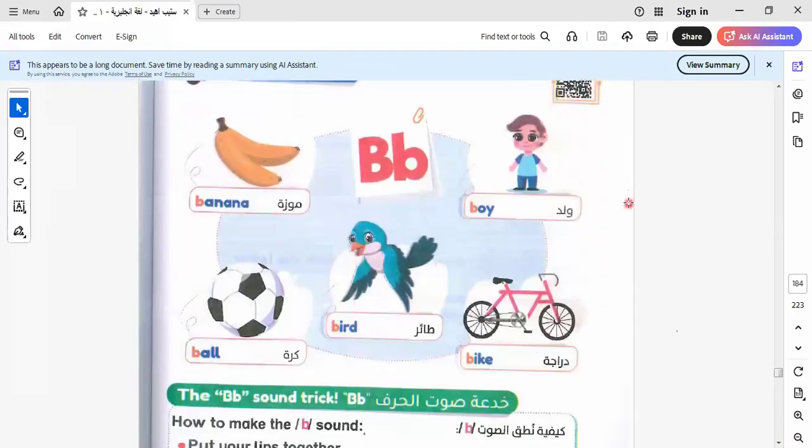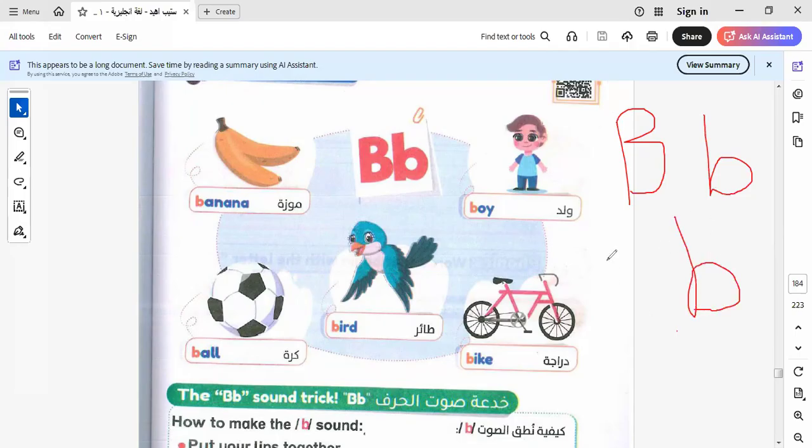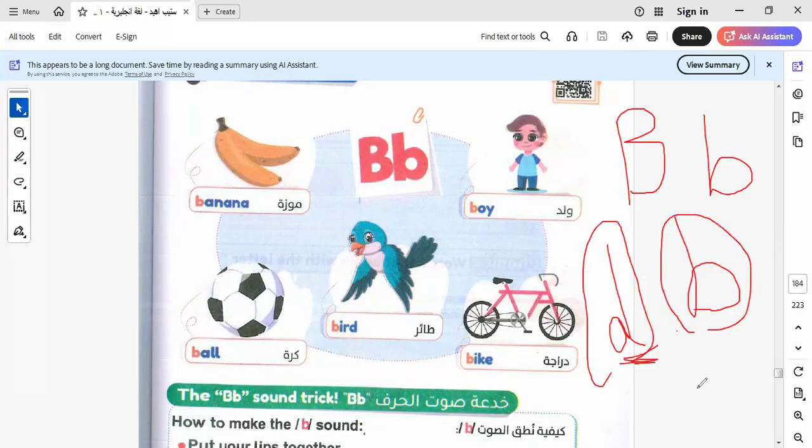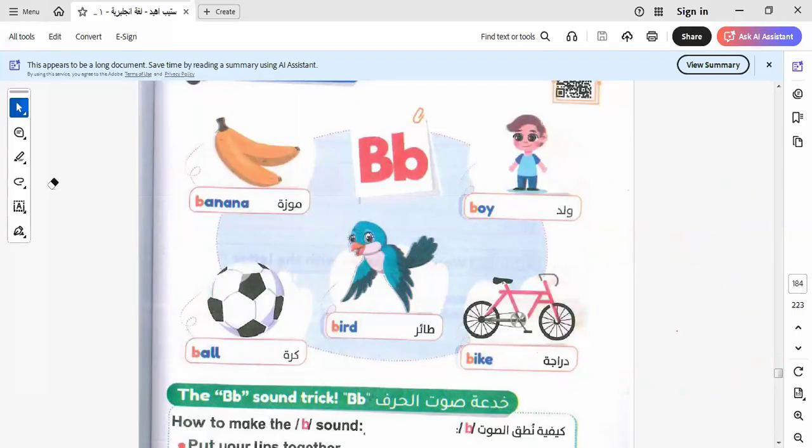Here is the phonics. Let's learn the phonics together. Here we have the letter B, called capital B and small b. How do I write it? Capital B and small b. We must know the difference between B written like this and D written like this, because most of you don't know this. This is called D, and this is called B. We must take care when you write it in the exam, because most of you make mistakes when we write these letters.